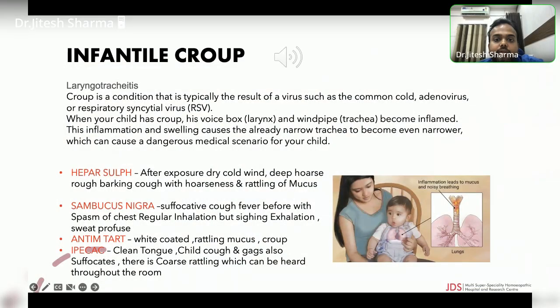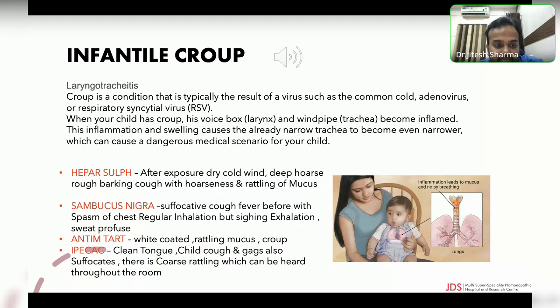Now the croup. This is the croup sound I want everyone to listen to. So this is a sound, also known as laryngotracheitis. Croup is typically the result of a virus such as common cold, adenovirus, or respiratory syncytial virus. When your child has croup, the larynx and the windpipe become inflamed. So inflammation and swelling cause breathing difficulty. And how homeopathy can help: Hepar sulph, Sambucus, Antimonium tart, Ipecac are the first line of treatment which you can think of.